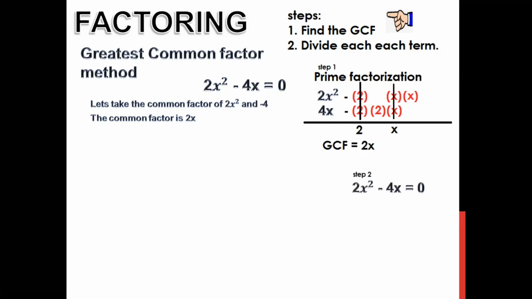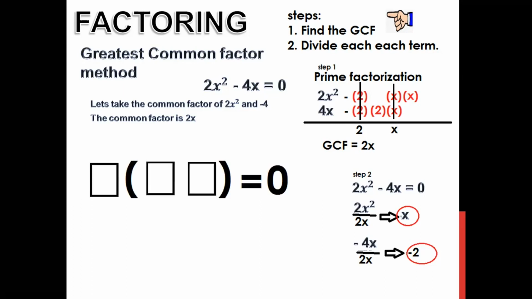Then step 2, divide each term by our greatest common factor. The first term is 2x squared. Let's divide it by 2x. So the answer is x. Next is negative 4x divided by our common factor 2x. You can get the answer of negative 2. Then in this equation, we will put our answer in the box.